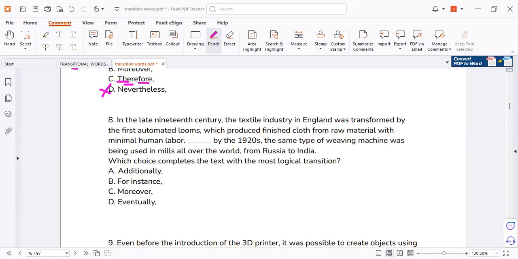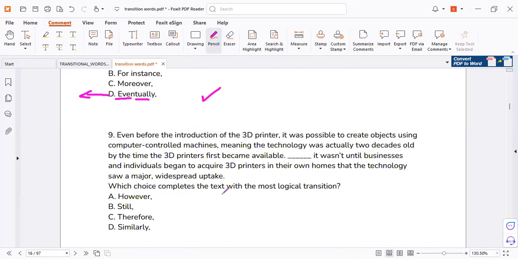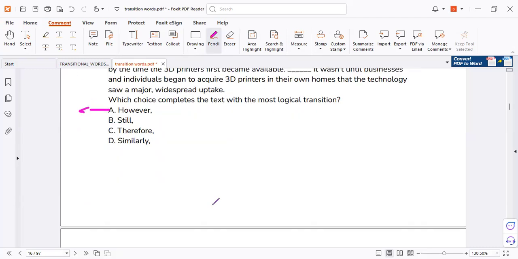Eventually. No change. Let me help you with eventually. It means events after events, finally. So do you have steps? Yes. So that is correct. Number 9. However. And now, fast, correct. Excellent.